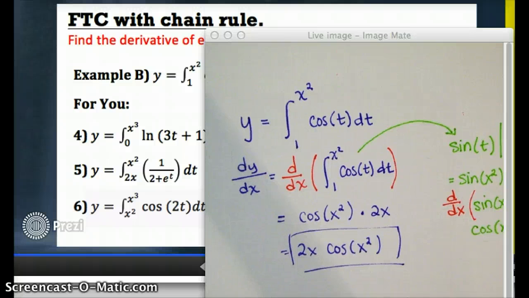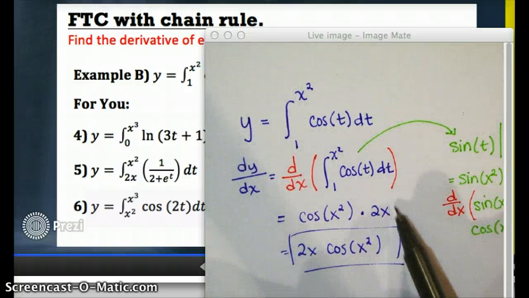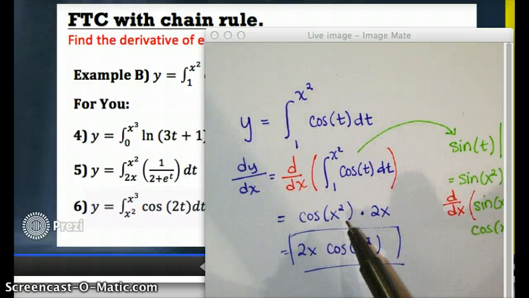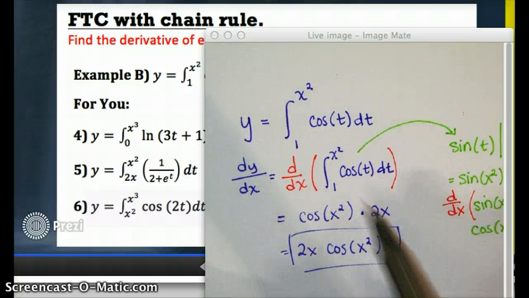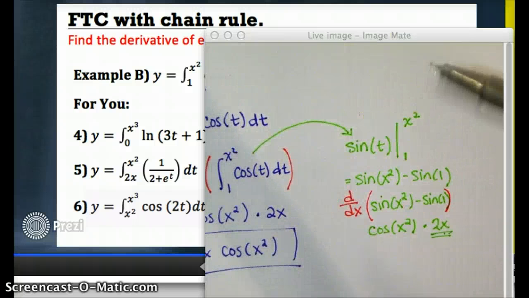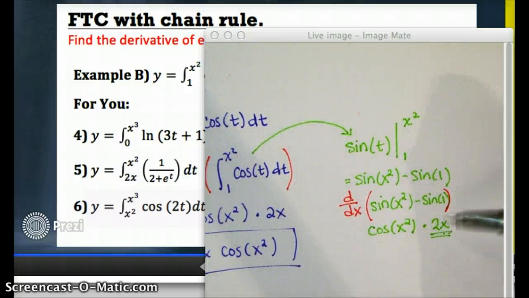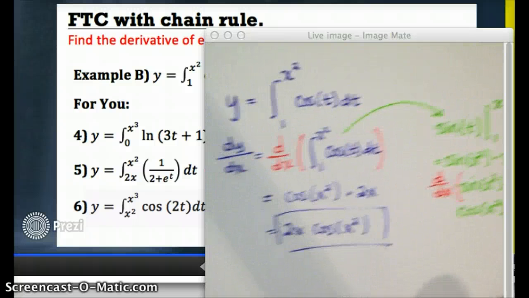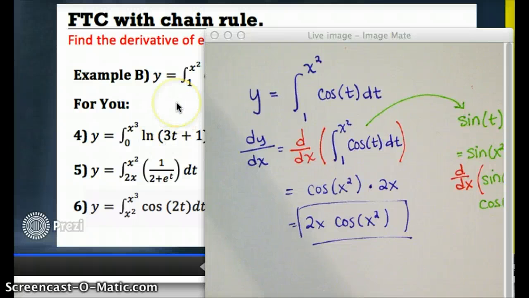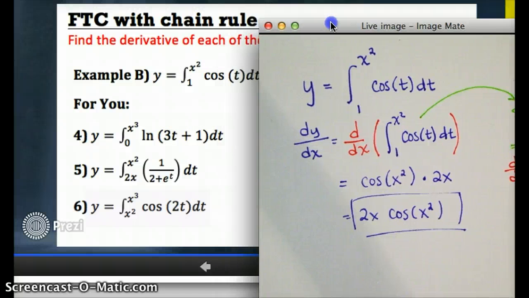Again, when you do your examples, if you understand where this 2x came from, you're welcome to just directly use fundamental theorem of calculus with the chain rule. If you do not understand where the 2x is, rewind to understand this work, and then ultimately your goal is just to go straight to the answer. Go ahead and try number 4. See if you can do it the same way that I did this one.